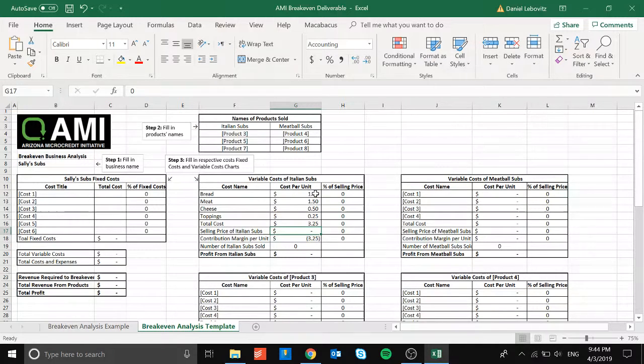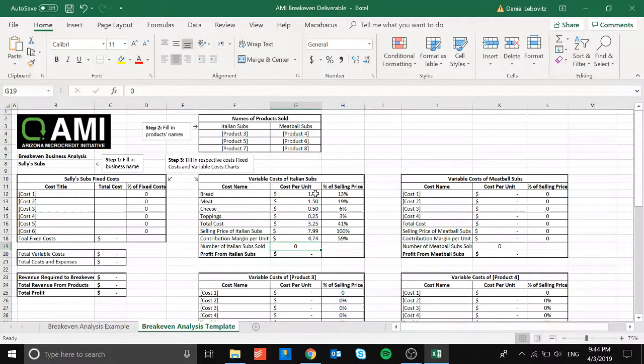So how much is Sally now selling her subs for? Sally knows that she sells her subs for $7.99, so she's going to enter that in cell G17, which gives us our contribution margin. Contribution margin is the selling price minus the total cost. So this gives us our profit per unit.